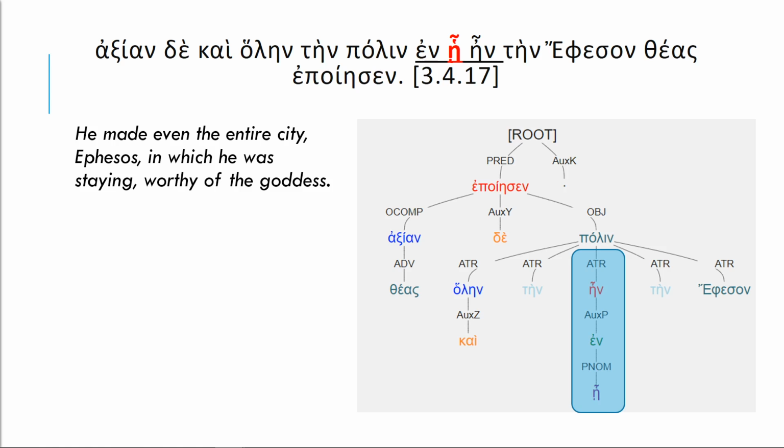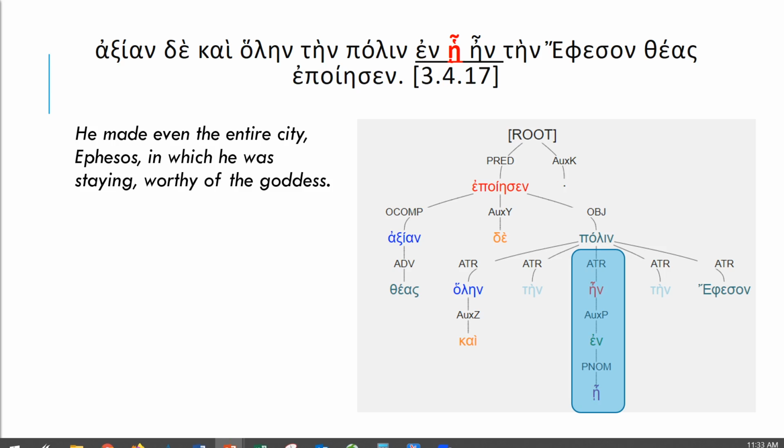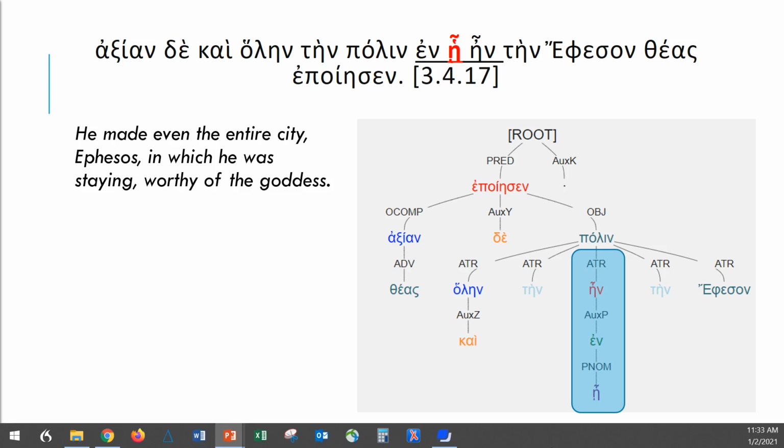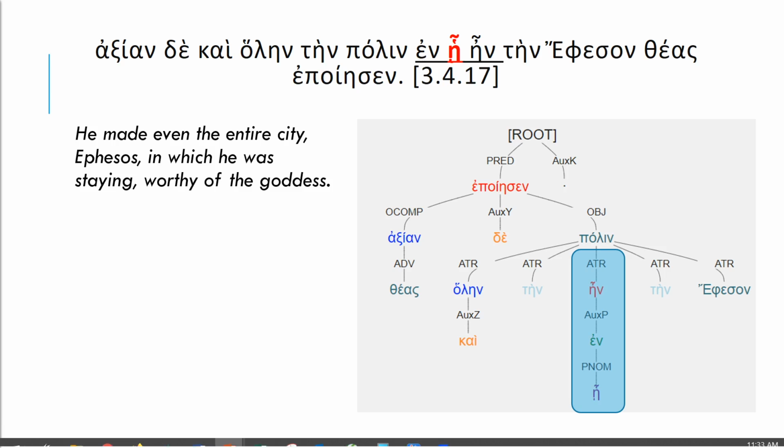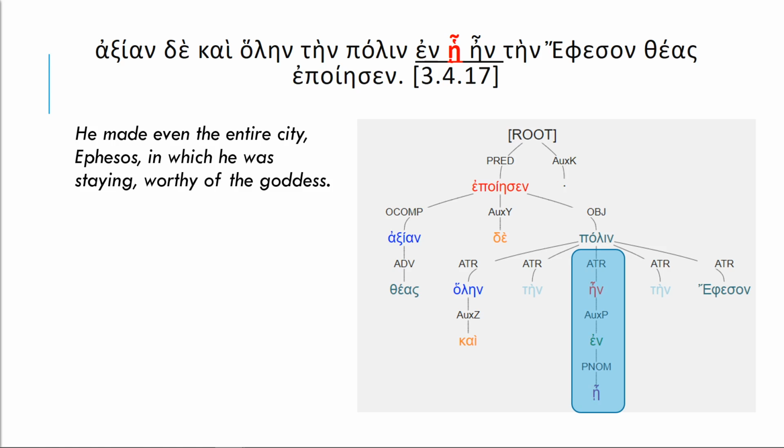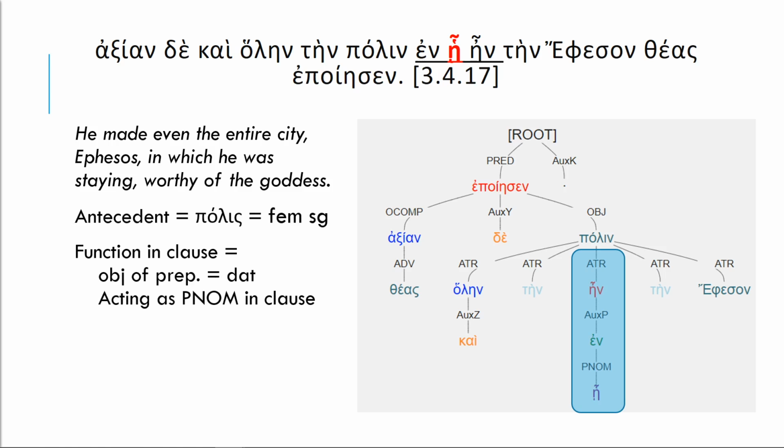So the verb hangs as an attribute on the antecedent. The prepositional phrase in which is the p-nom, the predicate nominative. He was in which. So the pronoun is feminine singular to match polis, and it's acting as a p-nom, but in this case, it is the object of the preposition. So it's dative.